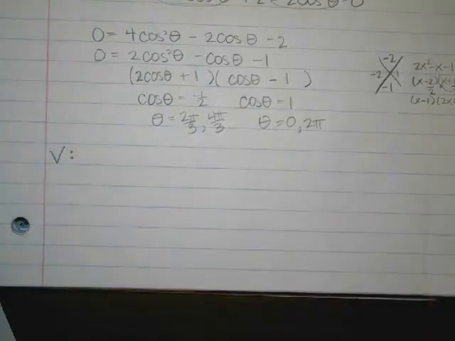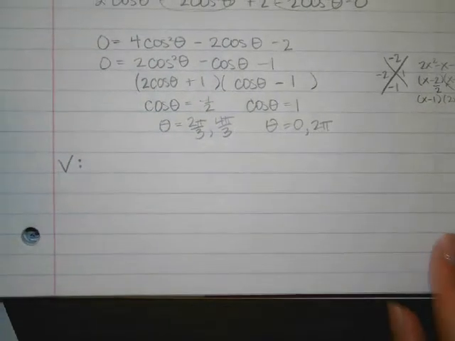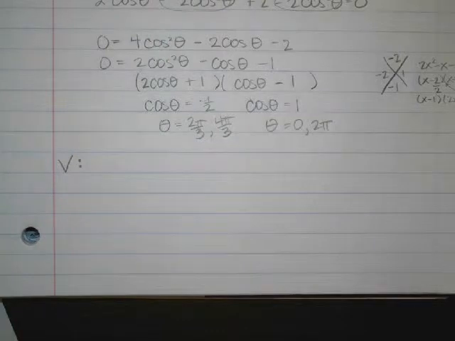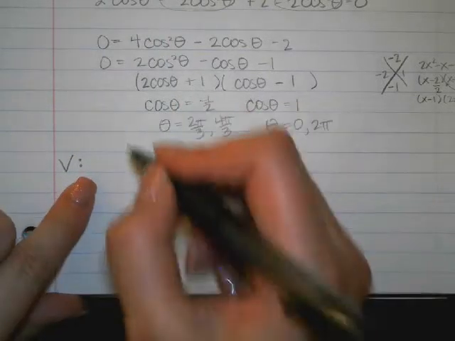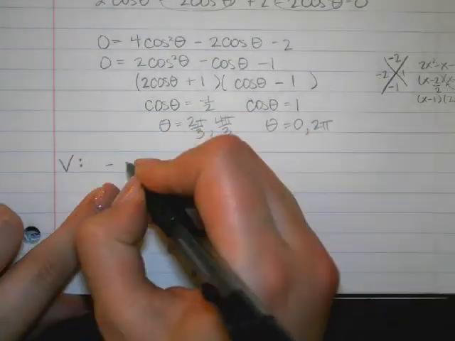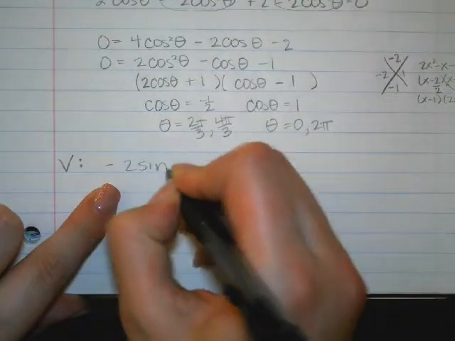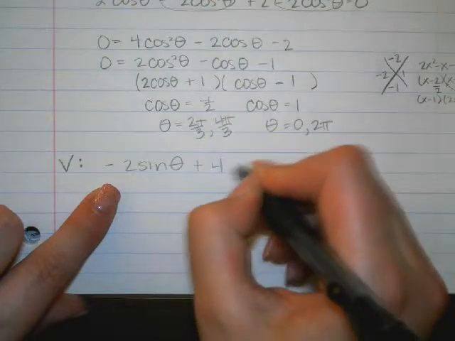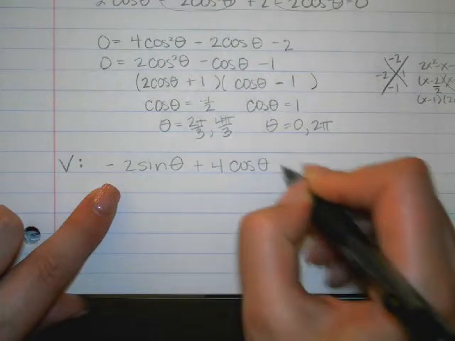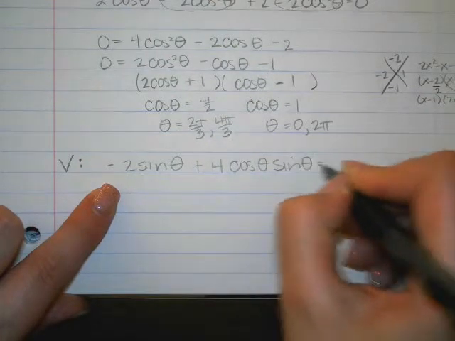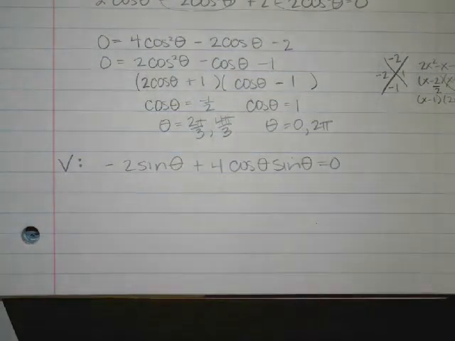And so how do we solve for vertical tangents? Yeah, take the denominator, make the denominator equal 0 because that's where we would have an undefined slope. So -2 sine theta plus 4 cos theta sine theta equals 0. This is also a factoring problem, it's just a much nicer one.